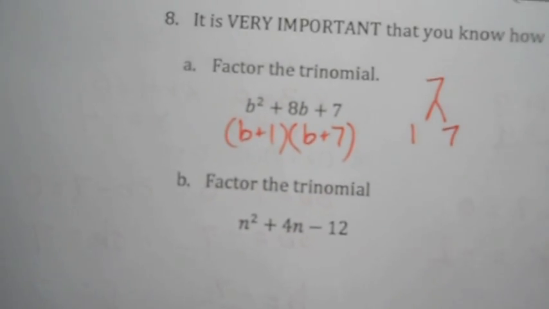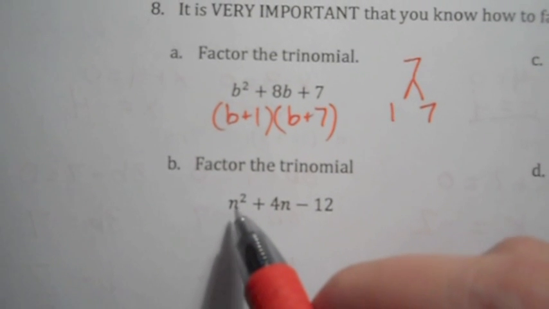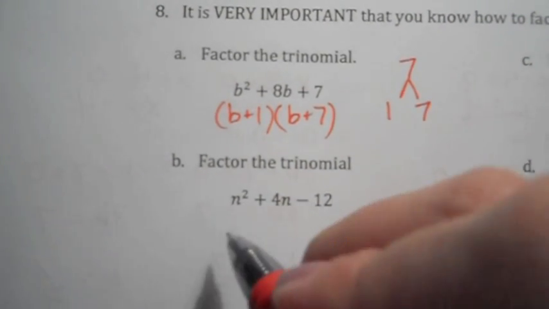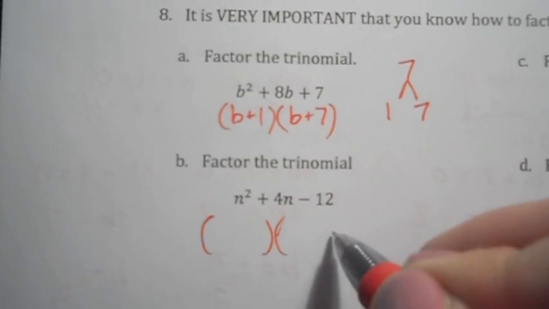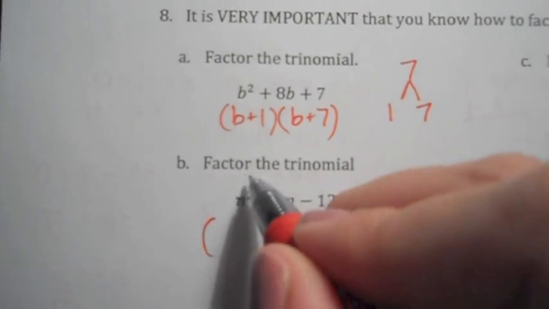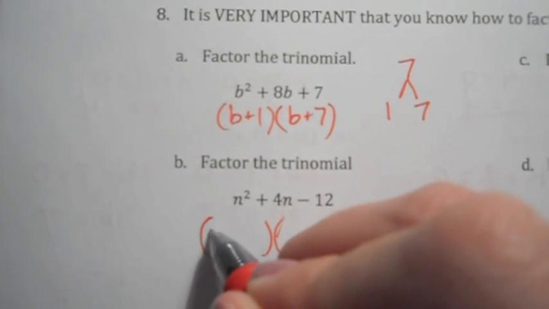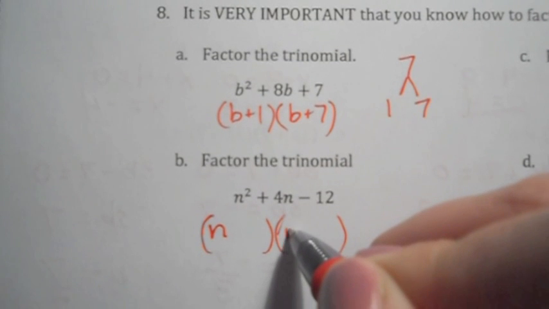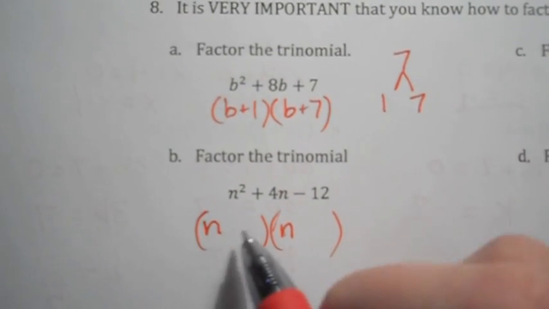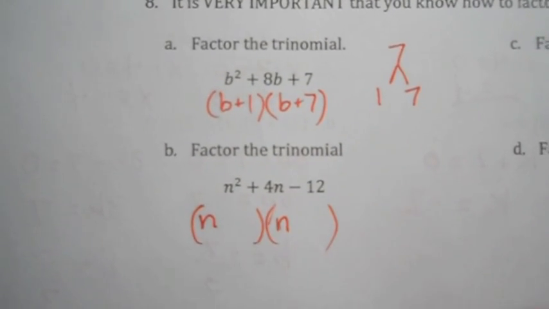On to B. Factor this trinomial: n squared plus 4n minus 12. Well, open up your factor brackets. Because the first term is n squared, we know that the first term in each factor will be an n. N times n is n squared.